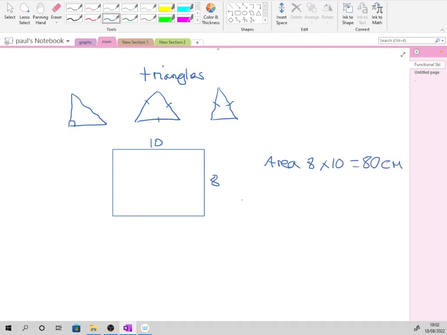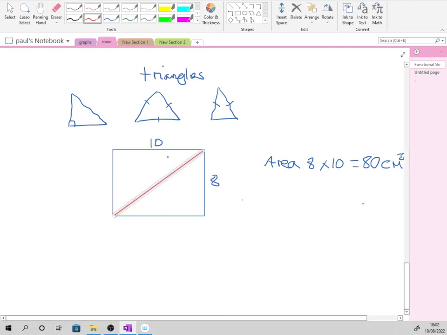Well, we'll call it centimetres squared. Now, we're going to make a triangle. If that was a piece of paper and we cut it corner to corner, we've cut it in half. So the area of the triangle is half the area of the rectangle.